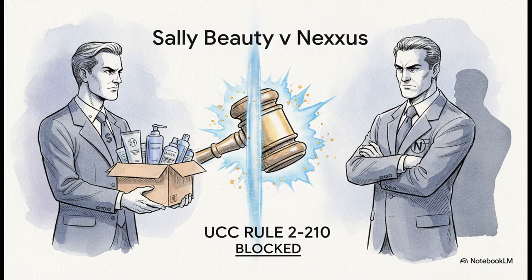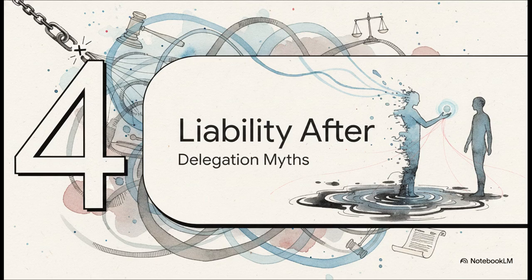Look at the corporate rivalry in Sally Beauty v. Nexus. Nexus had a distribution contract with a company called Best Barber. But then Best Barber was bought out by Sally Beauty, which just so happened to be a wholly owned subsidiary of Alberto Culver, a massive direct competitor to Nexus. Under UCC Section 2210, you cannot delegate performance if the other party has a substantial interest in having the original promisor perform. You simply cannot force a company to accept the best efforts of their direct competitor's subsidiary, so the delegation was blocked.